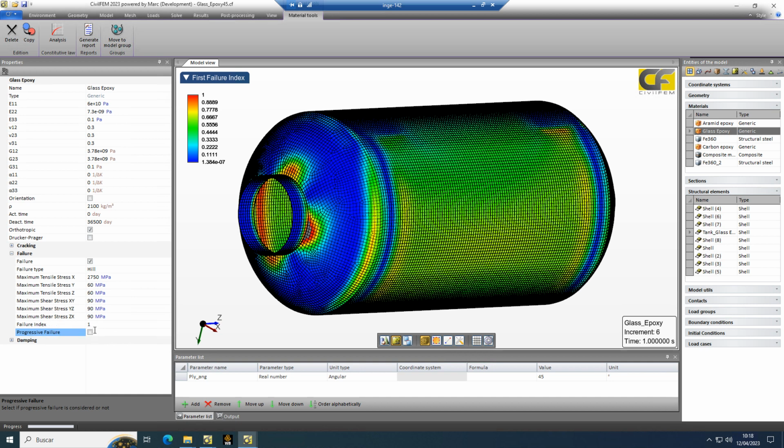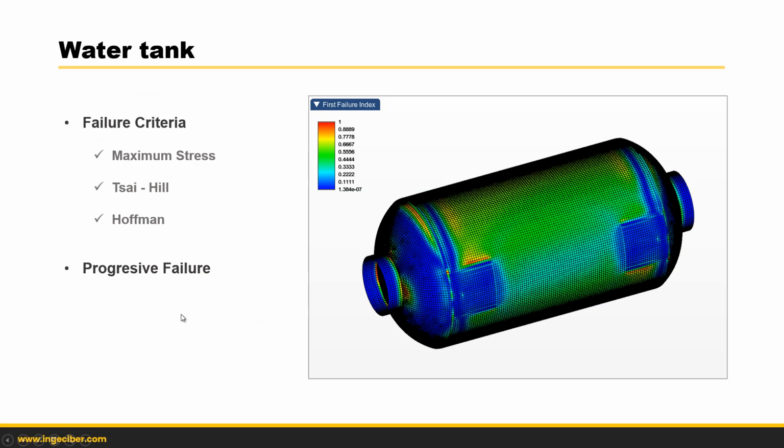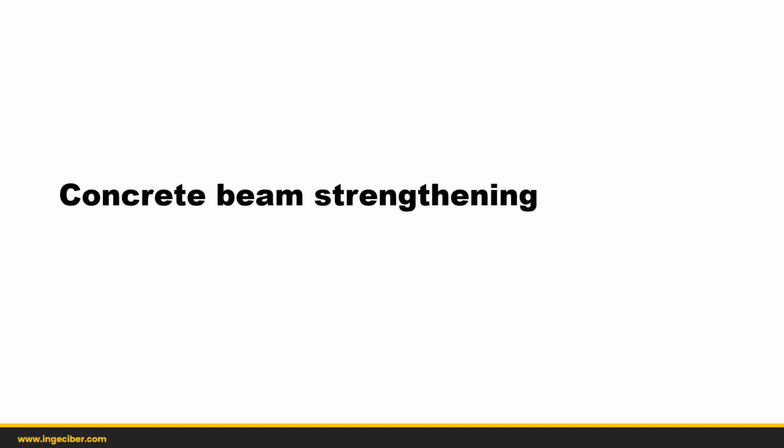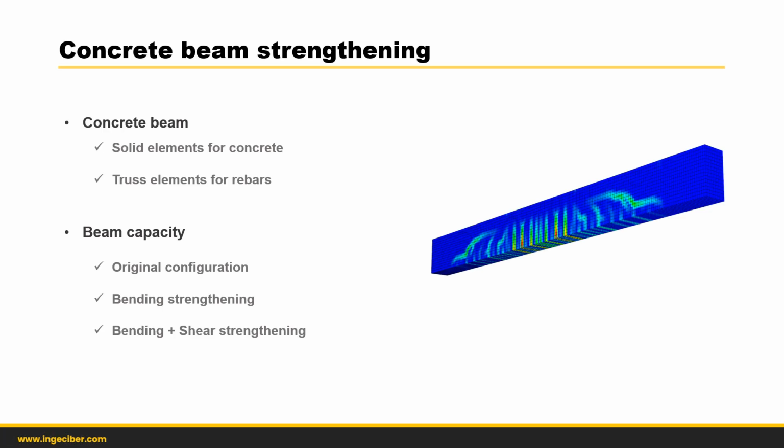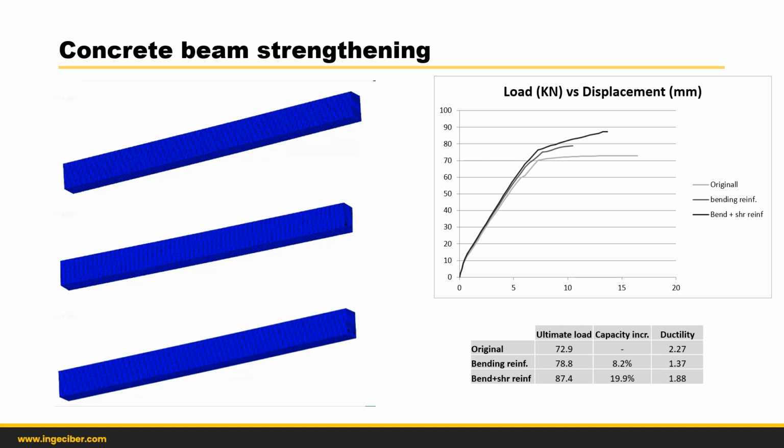Well, okay, if we go to the next example. Here we go. After this, the next one is the concrete beam strengthening. The original concrete beam is created with solid elements, and for the steel rebar truss elements. The beam capacity will be analyzed using three configurations: the original configuration, just concrete, and then adding a reinforcement of bending only, and then bending plus shear. Those reinforcements are added with composite material, just a glass reinforcing layer on bottom and on top.